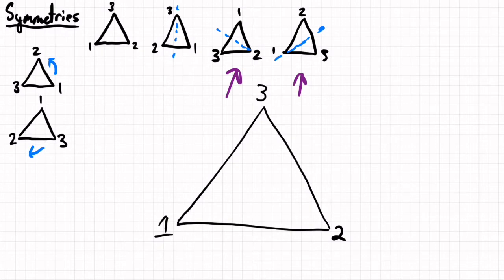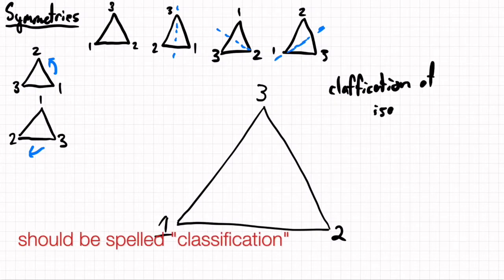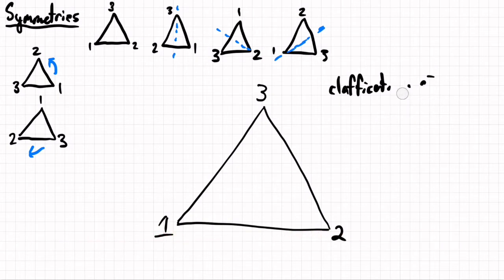But there's a theorem in mathematics that's called the classification of isometries. You can look that up, and one particular consequence of that theorem is that these are the only symmetries of a triangle.